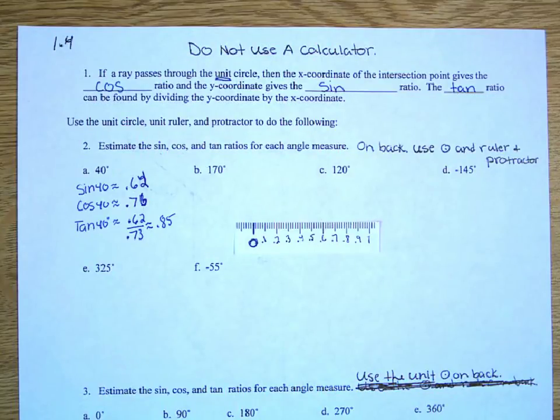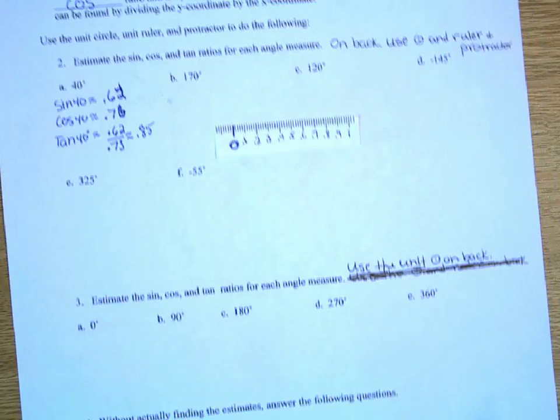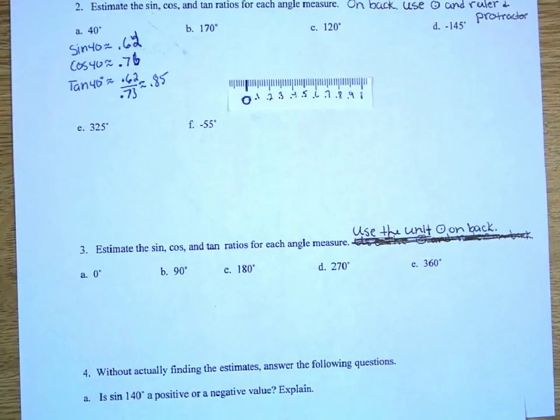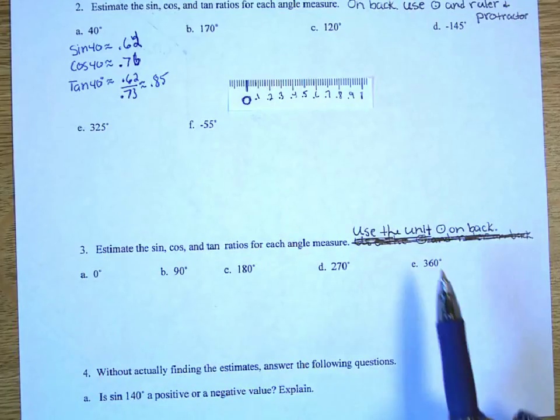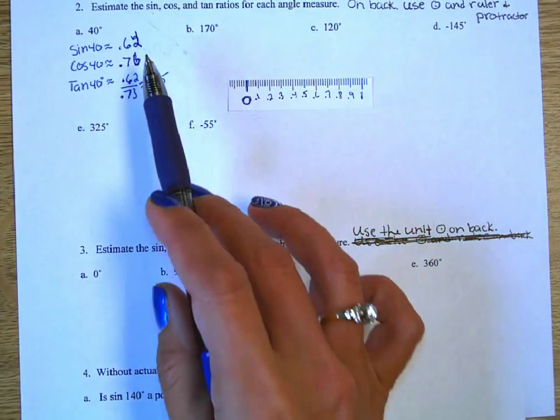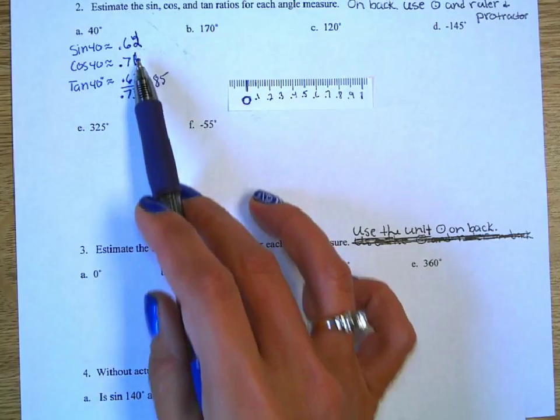Actually, why don't I just start people on that, but we'll all stop and we'll start that middle part for those that are there. They're actually quite easy. So let's take a look at part 3. Okay, everybody stop and look at part 3. It says, estimate the sine, cosine, and tangent ratios for each angle measure. Use the unit circle. What did I need to know up here to get the sine, cosine, and tangent?